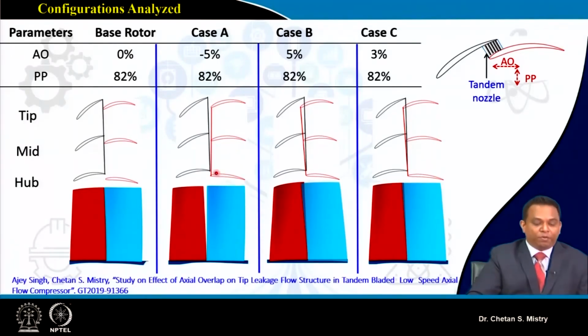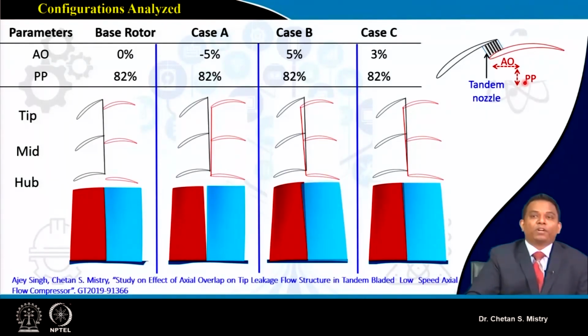At the initial stage, this is the configuration. We have two blades arranged in a particular way. Here this is my front blade, and this is my rear blade. The distance between the trailing edge of the front rotor and the leading edge of my rear rotor is what we define as axial overlap. The circumferential distance between these two blades is defined as percentage pitch.